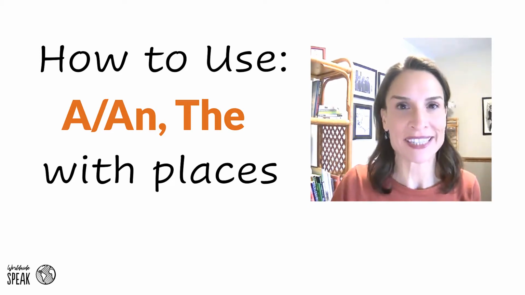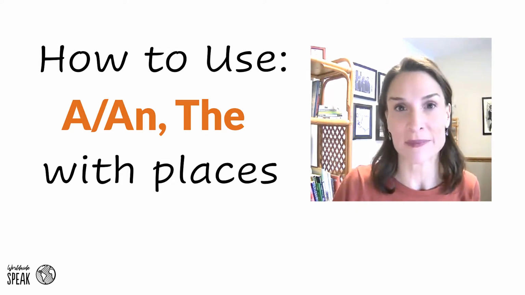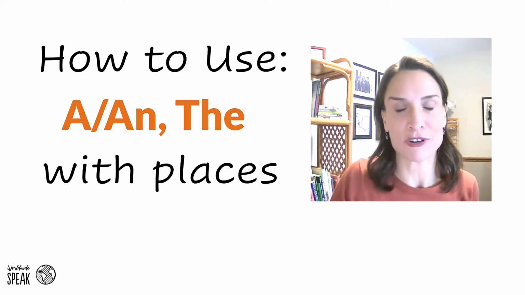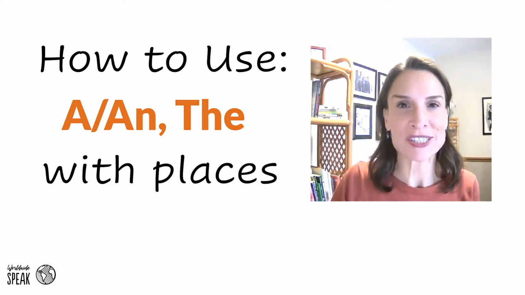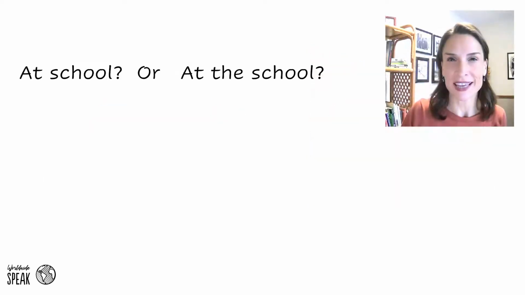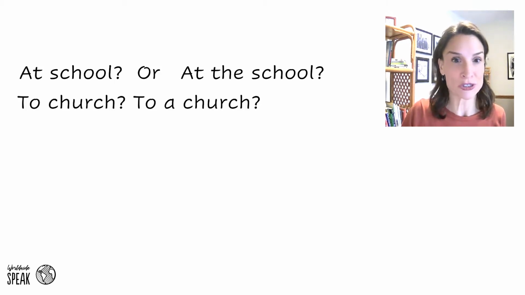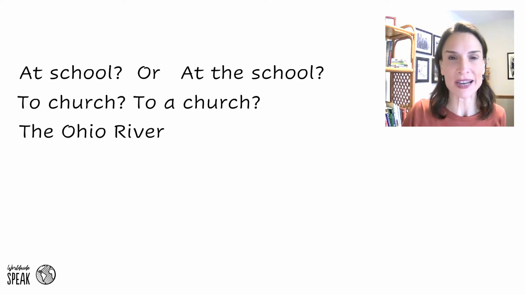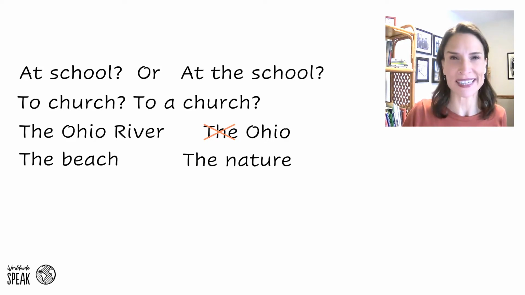In this video, I'm going to get a little more specific, and I'm going to look at how we use articles when we're talking about places. Articles, as I said before, are extremely difficult. So we're going to just focus on one aspect, places, and some common expressions with places, and look at how to use articles. Like, is it at school or at the school? Or to church or to a church? Or why is it the Ohio River but not the Ohio? Or the beach but not the nature? We are going to look at these points and answer these questions right here in this video.